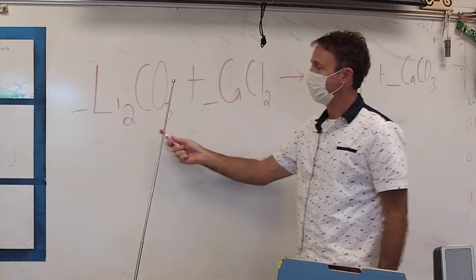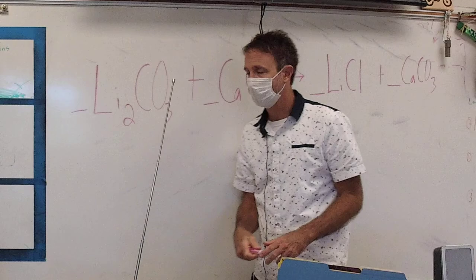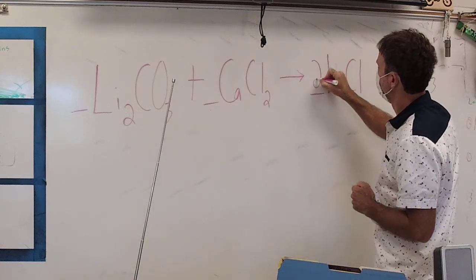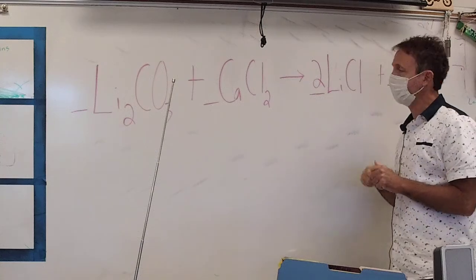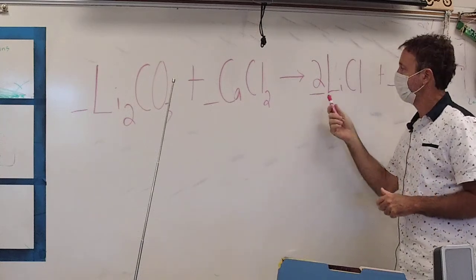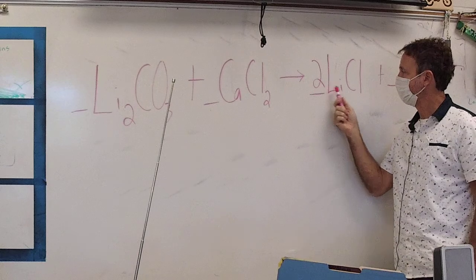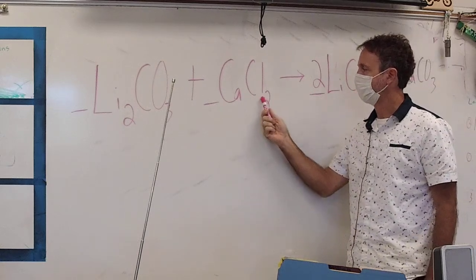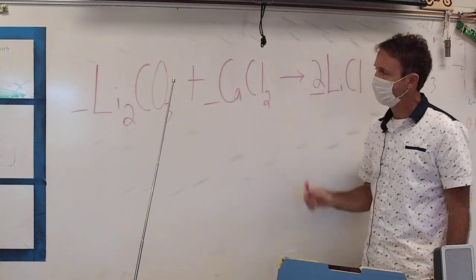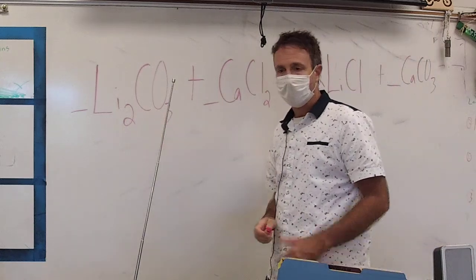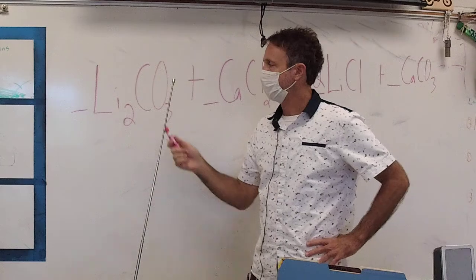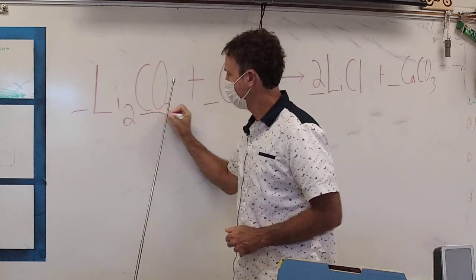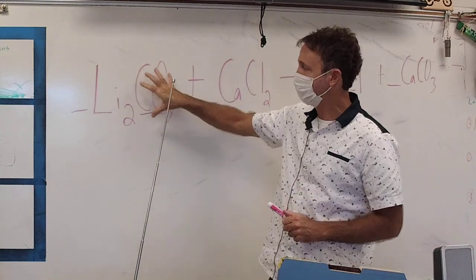How many lithium atoms are here? 2. So I'm going to put a 2 right here. Now that gives me 2 lithiums. Look what that also gives me. It gives me 2 chlorines, doesn't it? How many chlorines are on this side? So those are good. Let's look at this carbonate. I don't want you to think of carbonate as a carbon and 3 oxygens. I want you to just think of it as carbonate, CO3. Think of that as one thing.